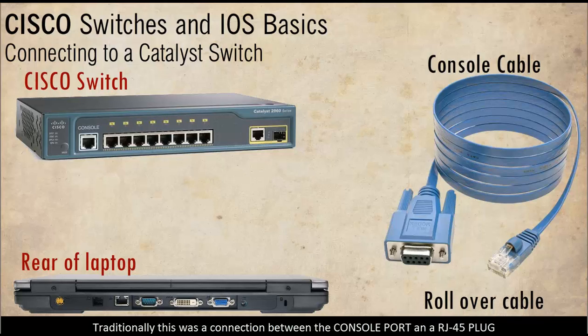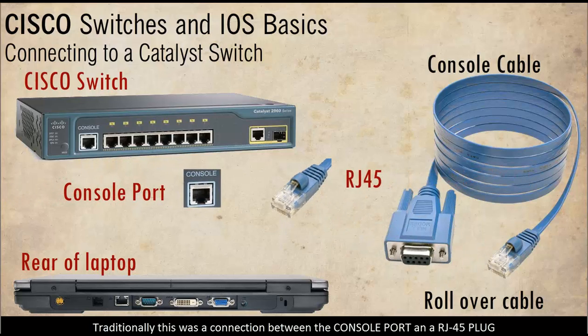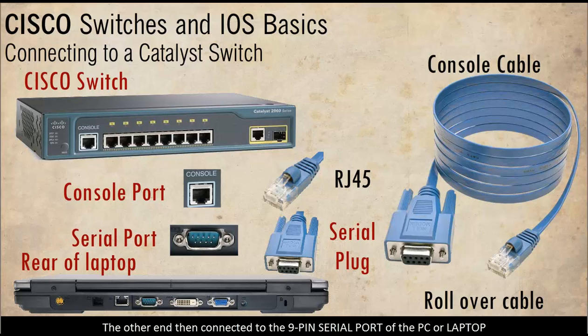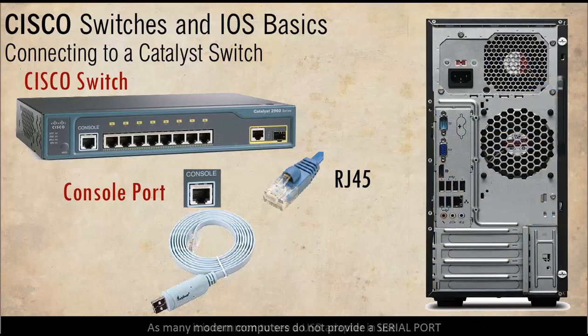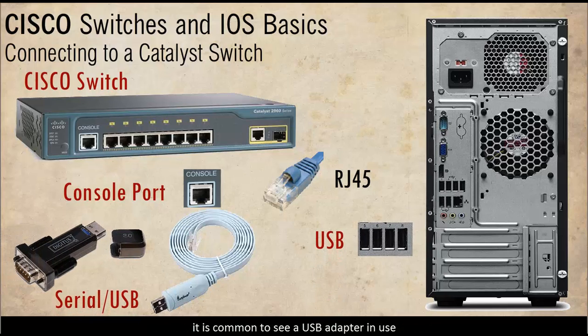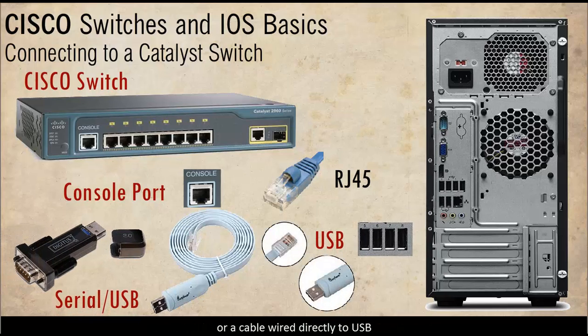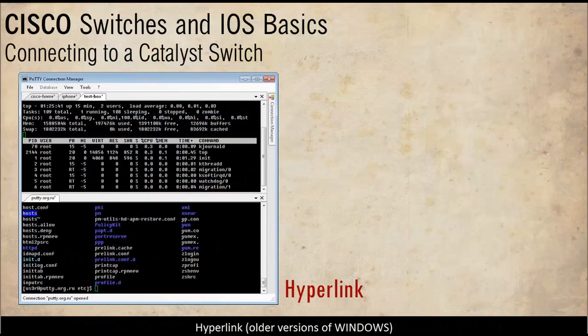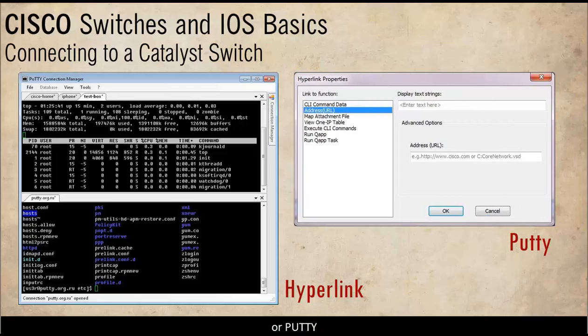Traditionally, this was a connection between the console port and an RJ45 plug. The other end was connected to a 9-pin serial port of the PC or laptop. As many modern computers do not provide a serial port, it is common to see a USB adapter in use, or a cable wired directly to the USB. To access the console, you would connect using a terminal application such as HyperTerminal, on older versions of Windows, or PuTTY.